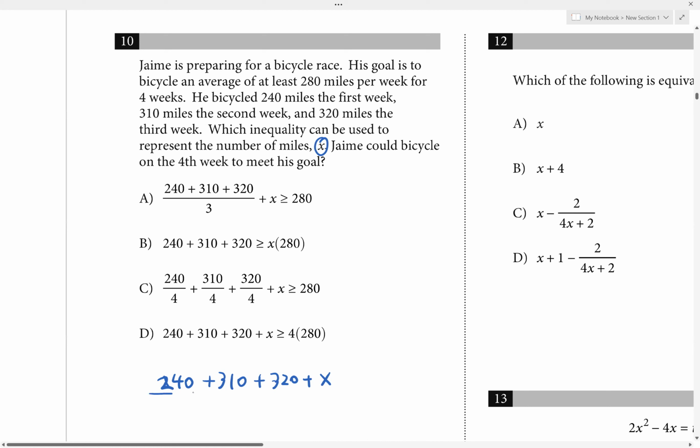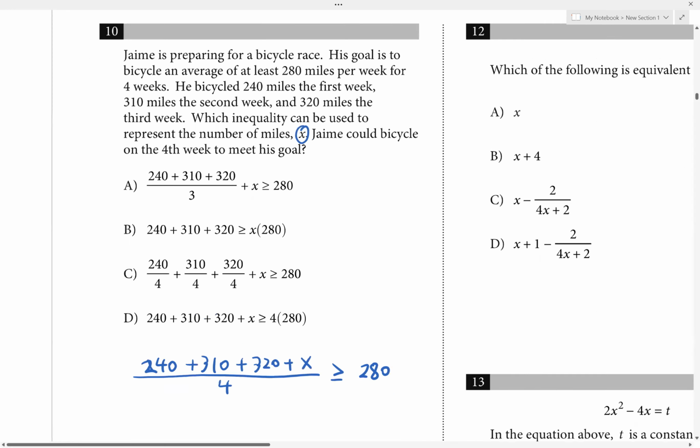And we have the total here, so we can just divide it by 4, because to find the average, we find the total and then divide by the number of weeks that we have, so divide by 4. And this has to be the average, which has to be at least 280. So we'll say this is greater than or equal to 280, because at least 280.